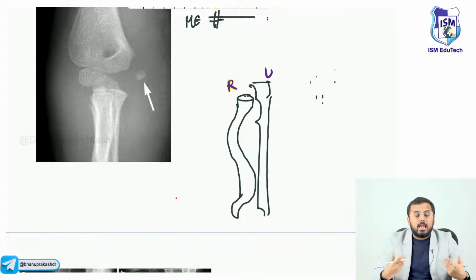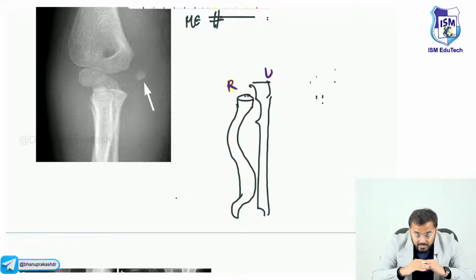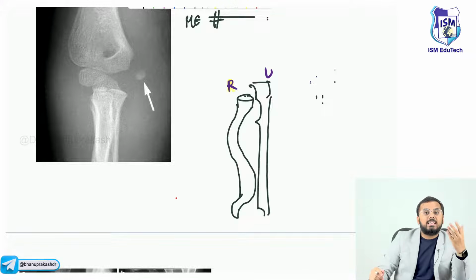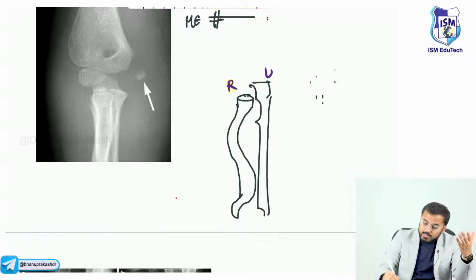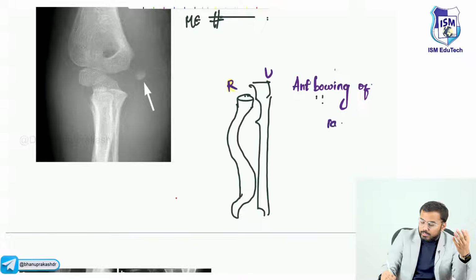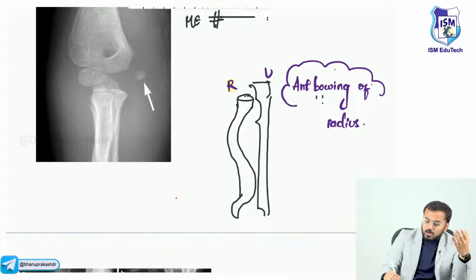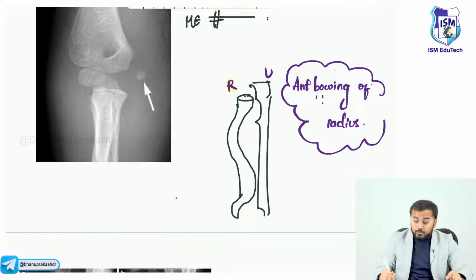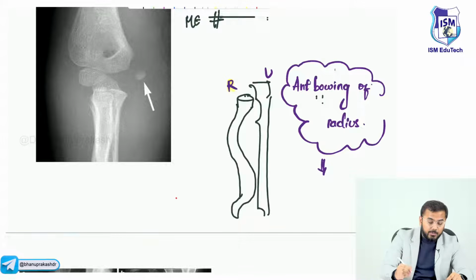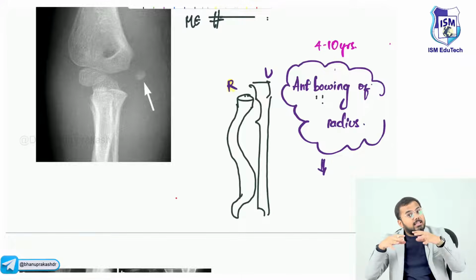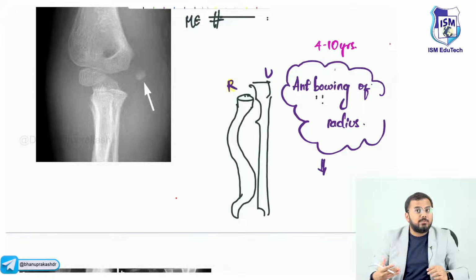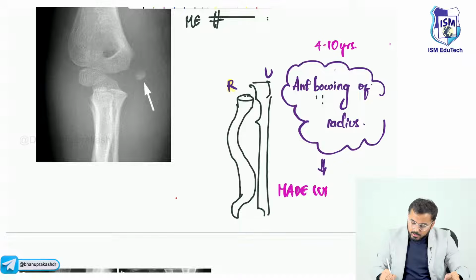It is not twisted actually. The radius bone is bowing forward, bending forward. So this condition you call as anterior bowing of radius. Basically this deformity you see in an age group between 4 to 10 years, and this condition is also given another name, that is called Madelung deformity.